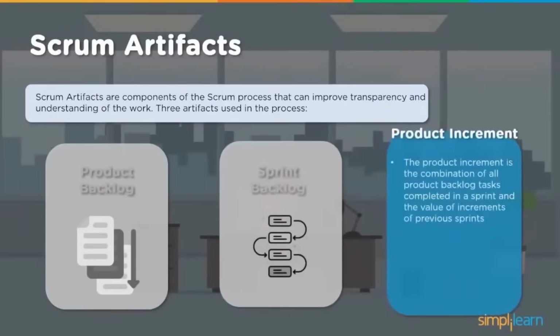Then product increment. So this refers to the combination of all product backlog tasks completed in the sprint, and the value of the increment of previous sprints. Now, when we speak about lean, it speaks about elimination of waste. It speaks about value streams. Now, in each of the sprints, as we have working software being delivered, each of these pieces should keep complementing what is already delivered and what is being delivered in future.